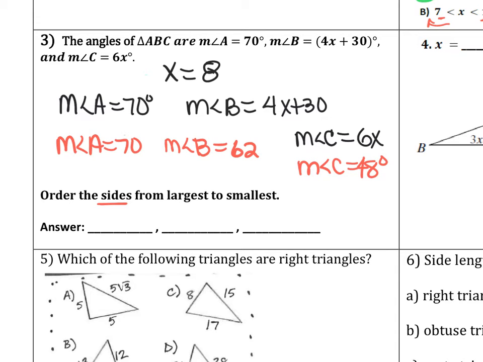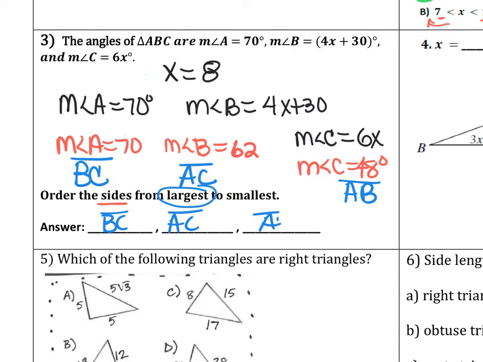So now we need to list the sides from largest to smallest. So the first thing we want to do is we want to find the largest angle. That's 70 and that's angle A. So if it's A, the other two sides cover up A and you get across from it is BC. Cover up B and across from it you get AC. Cover up angle C in the triangle and you get AB. So from largest to smallest, we will write that in. BC, AC, AB.